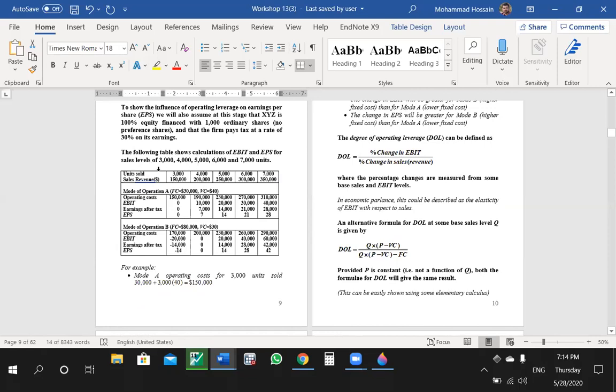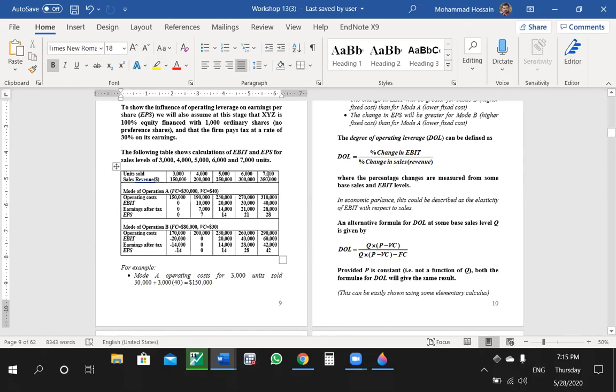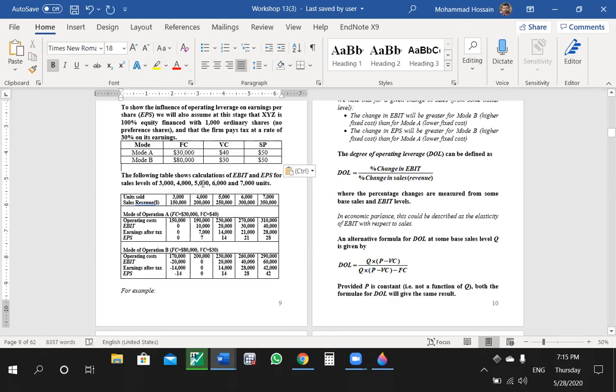So they showed you units sold. At first they showed that if you sell 3,000 units, your sales revenue is $150,000. Operating cost is $150,000 as well. Why? Because 3,000 is your break-even point.